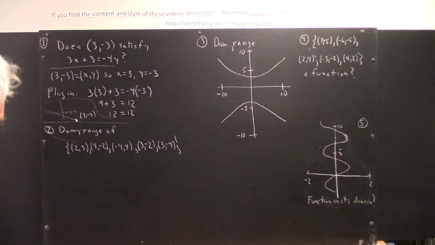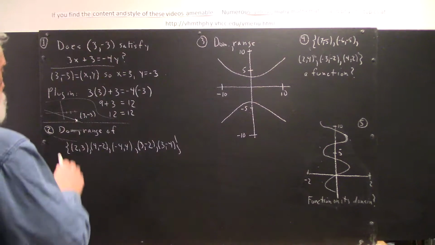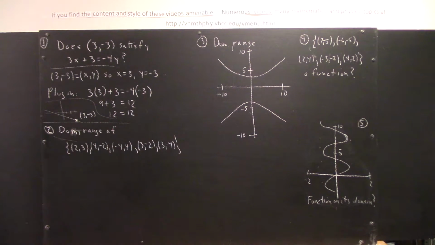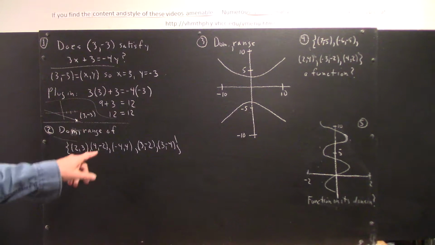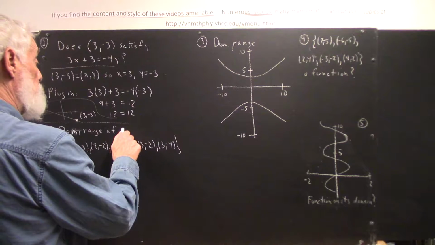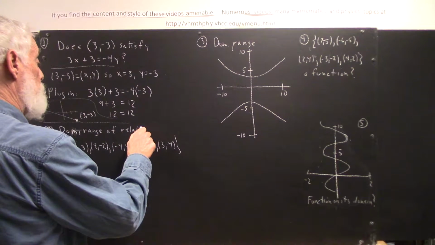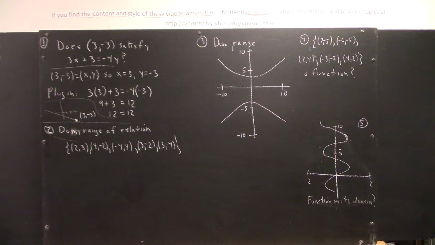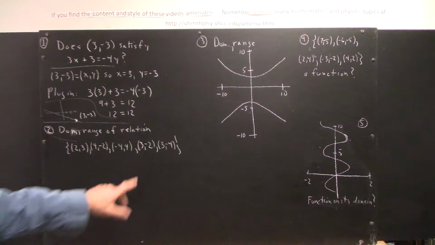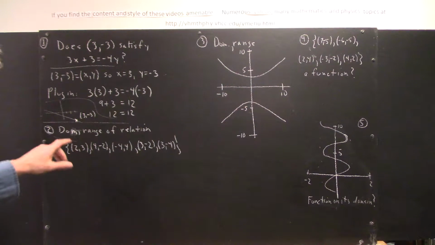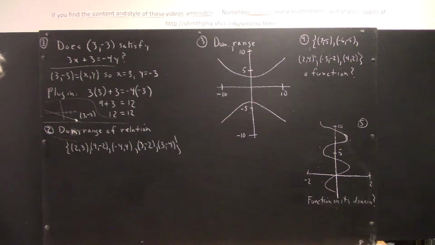Next, we want to find the domain and range, and I smudged out the M here, and still got a smudge, we'll have to live with that. Domain and range of this relation. So this is a relation, might be a function, might not be. In this case, it wouldn't be a function because you got 3 here and 3 here, but we'll get to that later. Right now we just want to know what the domain is and what the range is.